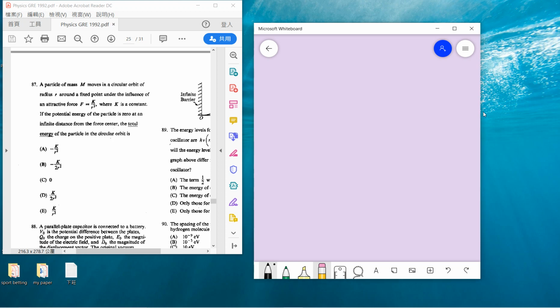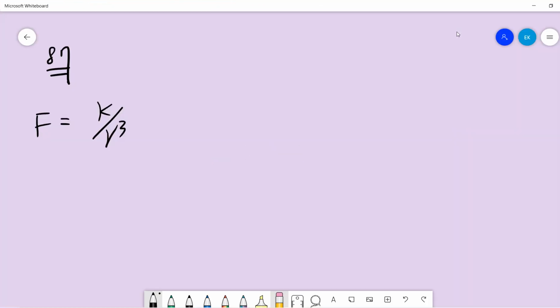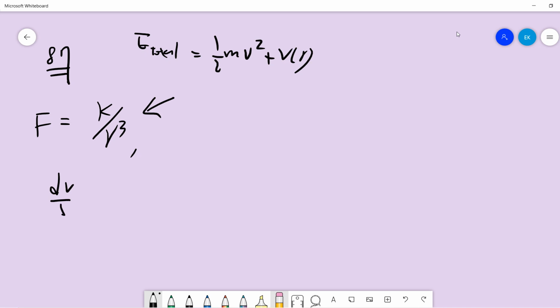So let's keep solving our physics subject GRE, number 87. It says you have a force, and I ask you about the total energy. This problem is simple: because you know the force, you basically need to find the potential, because the total energy is kinetic energy plus potential. So dV over dr is minus the force, so V of r is basically k over r to the cube.